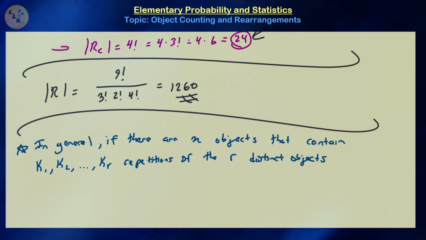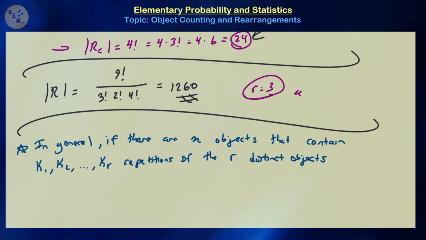So in the case above, we had 3 different distinct objects in the set, in particular A, B, and C. And the numbers 3, that's going to be, for example, K1, and 2 is going to be K2, and 4 is going to be equal to K3. So there's the repetitions of each of these distinct objects in the set.